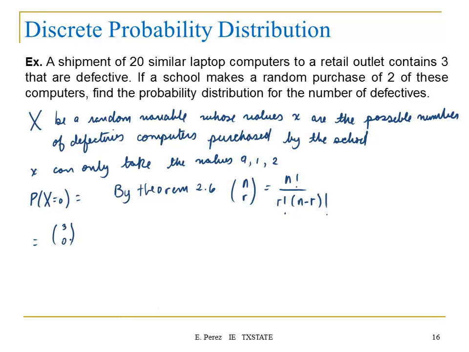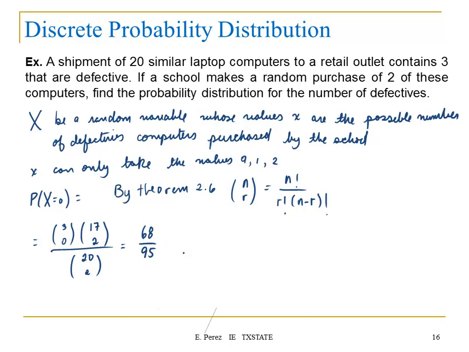So from the 3 you select 0. Then you need to multiply that by 17 choose 2. And that will give you the total number of combinations for selecting 2 where none of them are defective. And this is over 20 choose 2, which is the total number of combinations. This will give you 68 over 95.